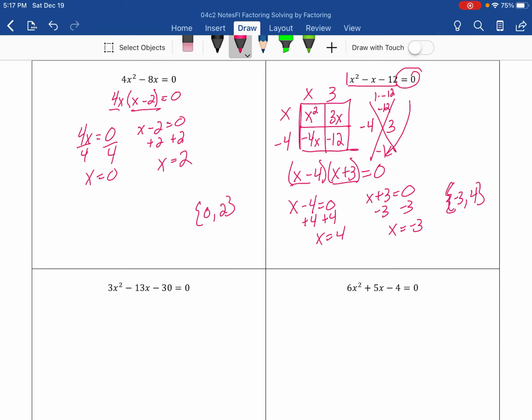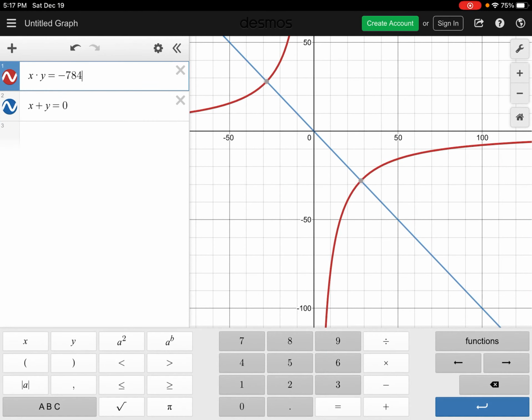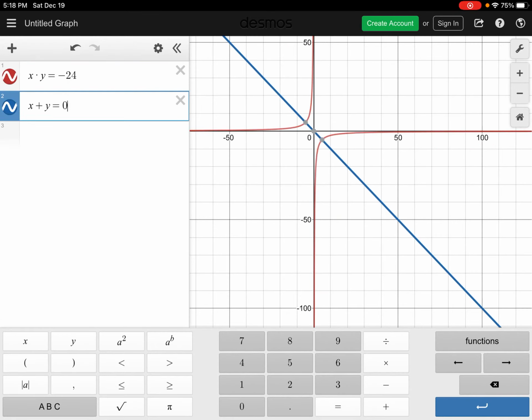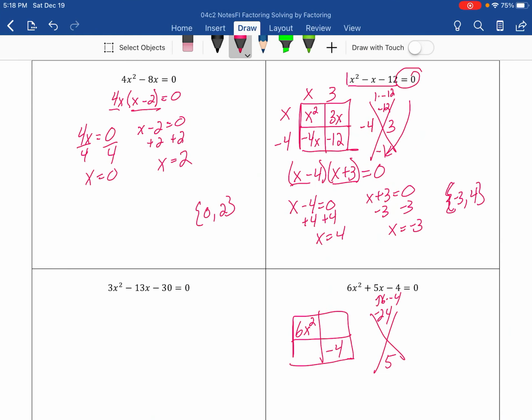Just going to do one more of these because it's really not much more than what we've been doing. For this one here, first thing I do is I factor, then I set the factors equal to 0, and I solve. So this is 6x squared. This is -4. I'm looking for two numbers. They multiply to be -24 because it's 6 times -4, and they add to be 5. So you can go to Desmos, so it's -24 and 5. If you can't think of them, it's where the graphs intersect. It's going to be 8 and -3.